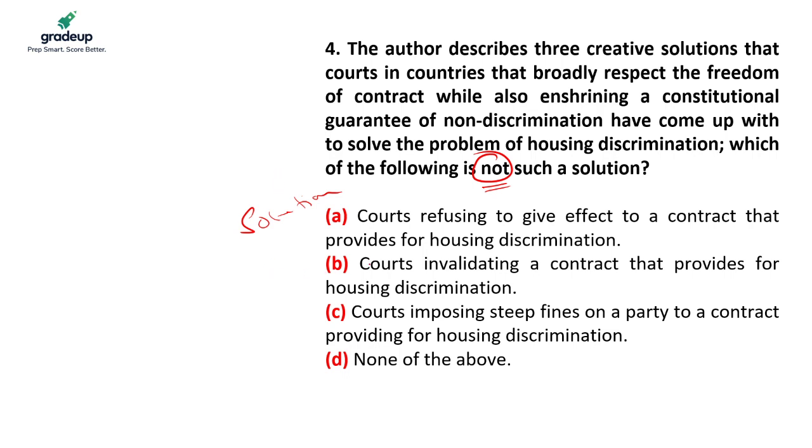Now, courts invalidating a contract that provides for housing discrimination. This is also stated as a solution. Courts imposing steep fines. Fines have not been mentioned, so this is not a solution given by the author. Therefore, the answer is C. None of the above is not possible, because when C is the answer, none of the above cannot be.